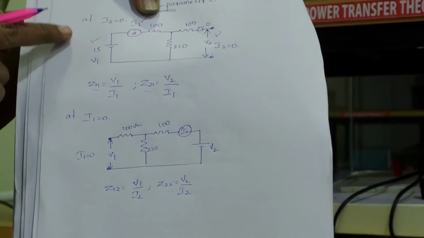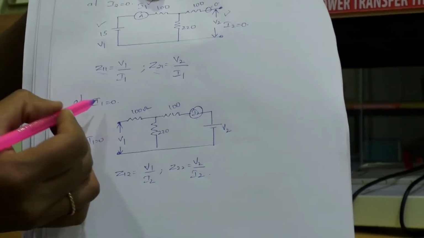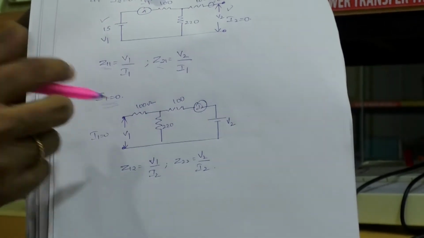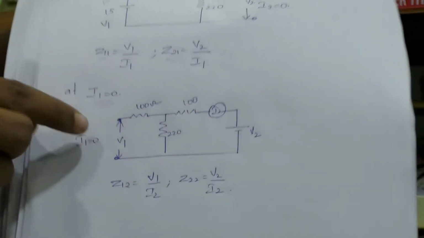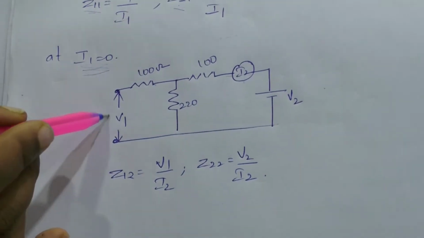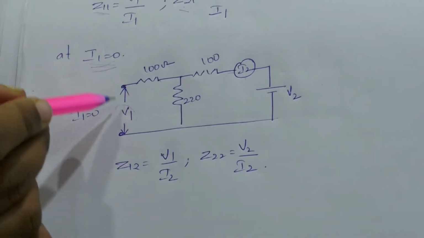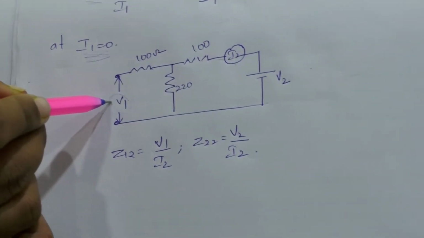So this is the circuit for I2 equals 0, and now this is the second case, where you are making I1 as 0. I1 equal to 0 means open circuit in the first port. If the first port is open circuit, current is 0 in the first port, but some voltage will be present, so that can be measured by using a voltmeter here.